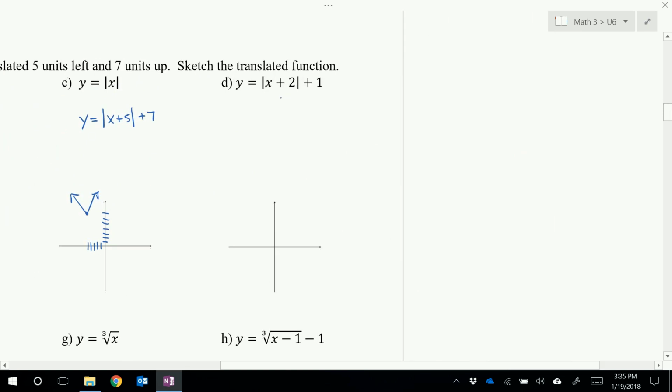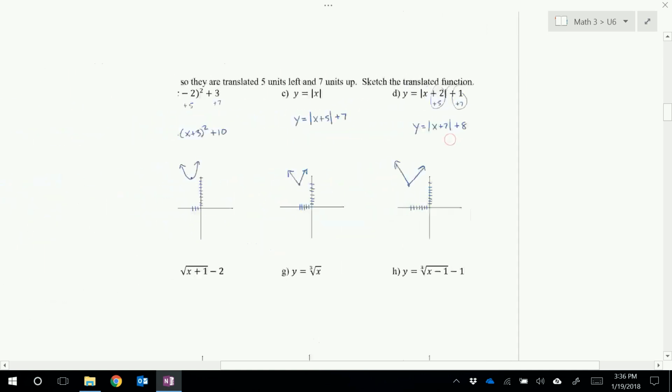And last one, we're going to move it 5 to the right, so we're going to add 5 to that +2 and add 7 to the +1. We get y equals |x plus 7| plus 8. So left 7, up 8. Again, a V shape. Right side has slope 1, left side has a slope of -1.